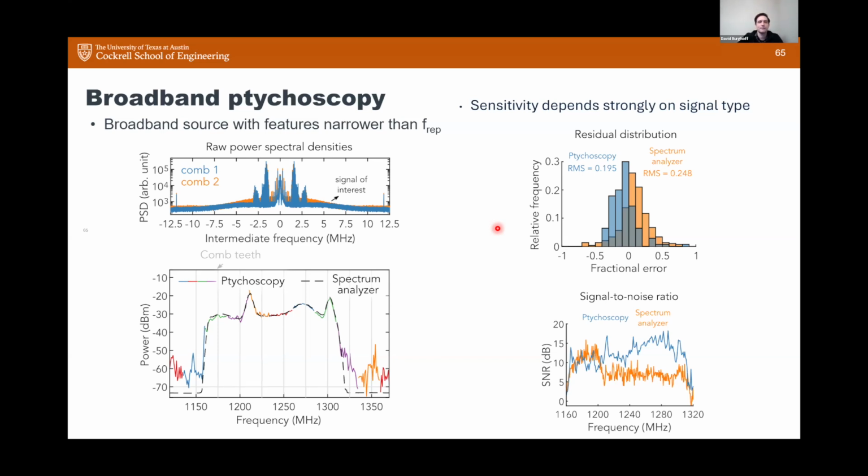So that's important. You're not just picking high resolution or broadband coverage, you're getting both at the same time. And well, the sensitivity of this technique, you might be wondering, it's never going to be as good as a tuned local oscillator. There's very fundamental reasons for that. But actually, in many cases, it can be close for technical reasons.